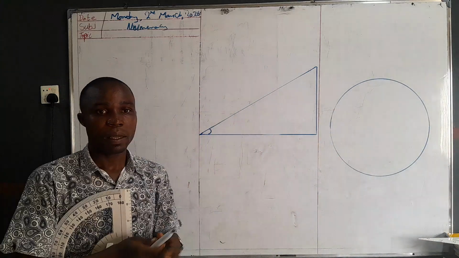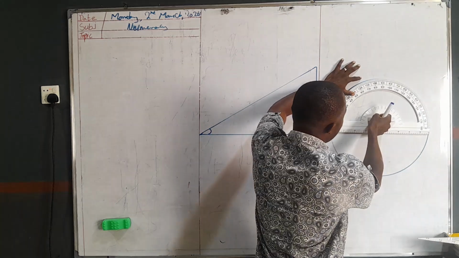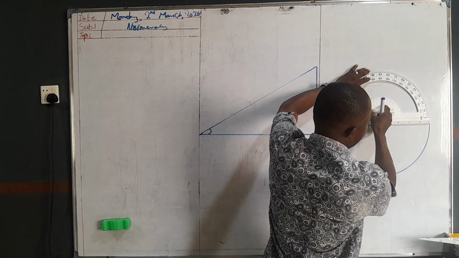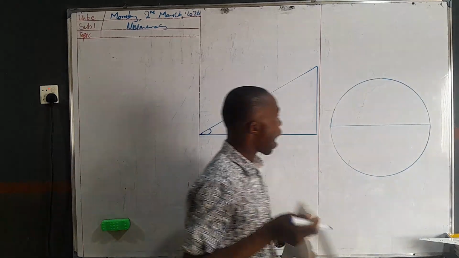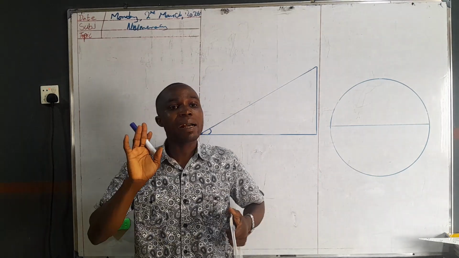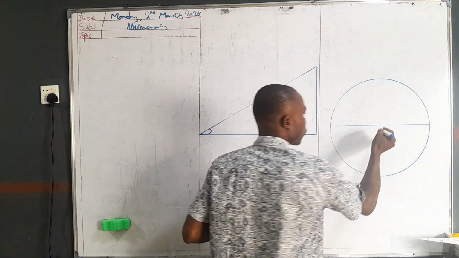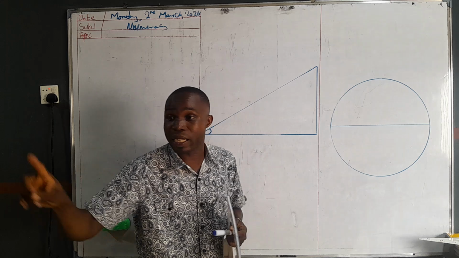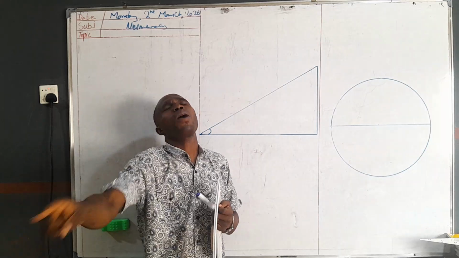So, this is half the circle. Half of the circle. Are we good to go? Yes, sir. And you know that angle at a point is what? 360. That is the sum of angles in a circle. So, if this is divided into two equal parts, it means one part will be what? 360 divided by 2. And that will be 180 degrees.